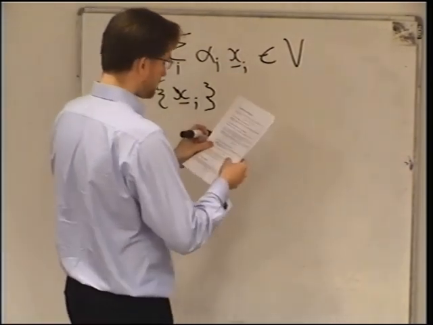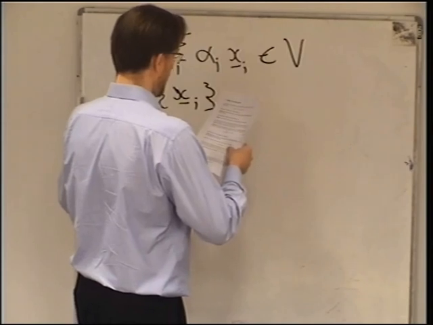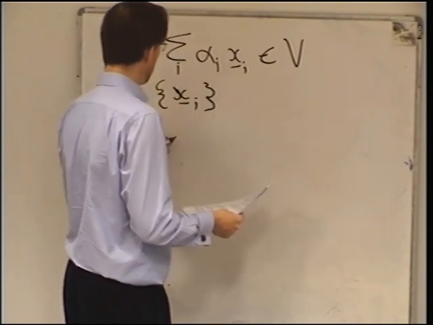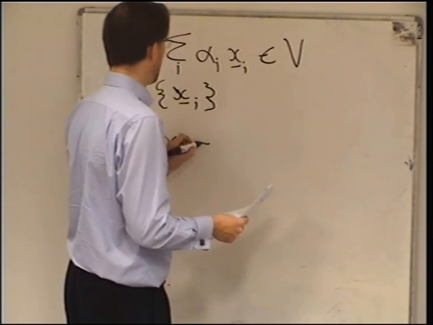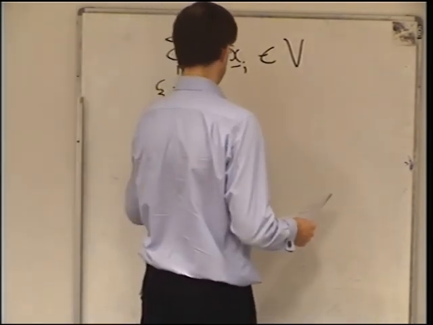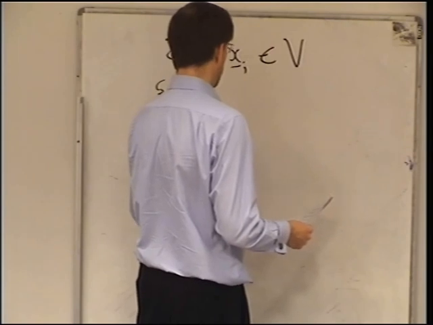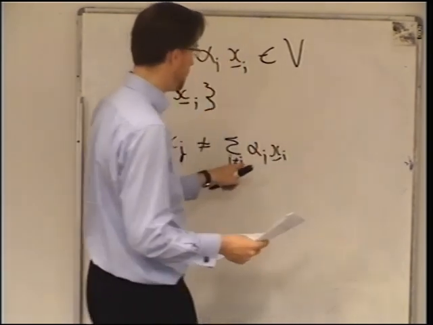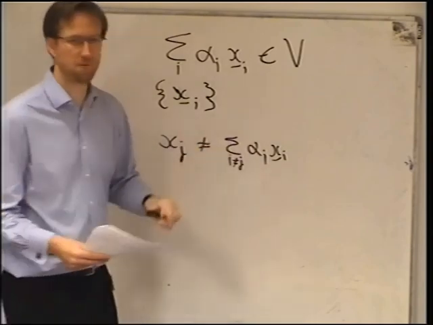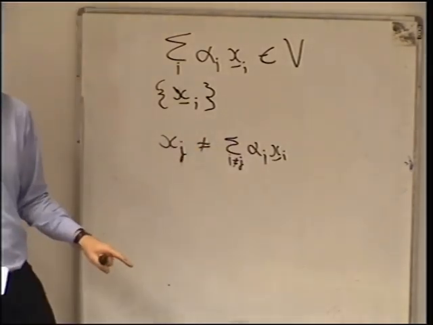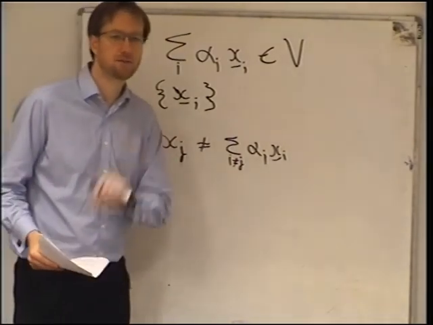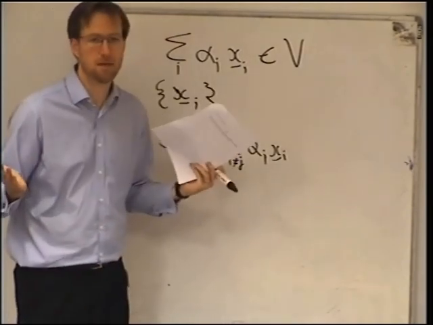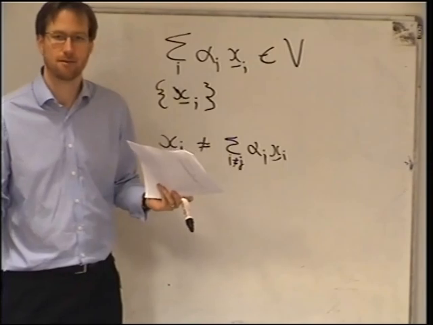So that means, what do I write here? If I've got this set here, that set is linearly independent if, choosing xj, it's not equal to the sum over i not equal to j of alpha i xi. So if I take the set without that one in it, there are no alphas that I could possibly find that would get this one back. So that's linear independence. If a set is linearly independent, then it's in some sense a minimal spanning set for the subspace it spans.